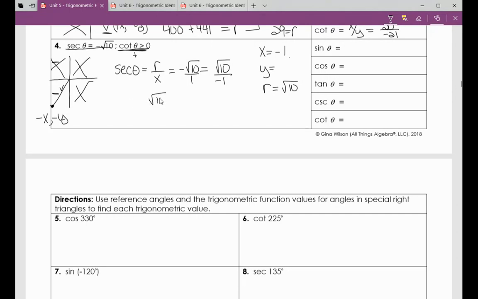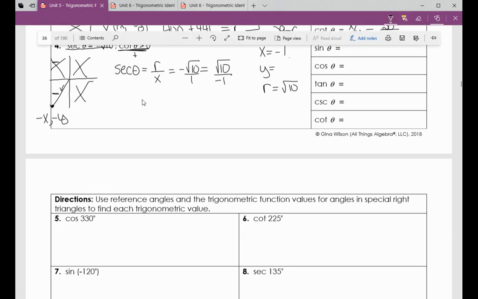So square root of 10. -1 squared plus y squared equals square root of 10 squared. So that's 1 plus y squared equals 10. Subtract your 1, you get 9, and y equals plus or minus 3.